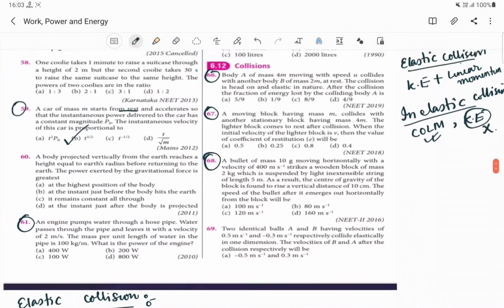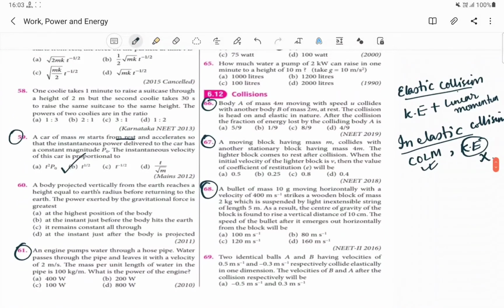Hello everyone. Let's start collision. This collision will be completed in one single video, so it will be a bit longer than expected. Here, collision can be divided into two different natures.